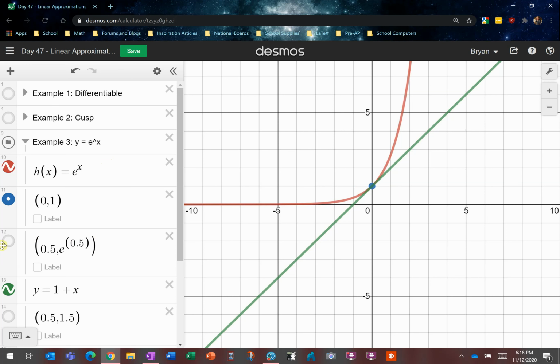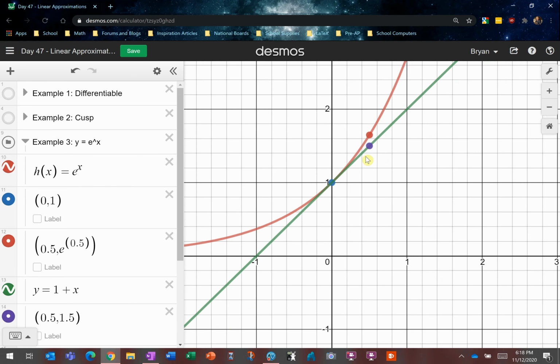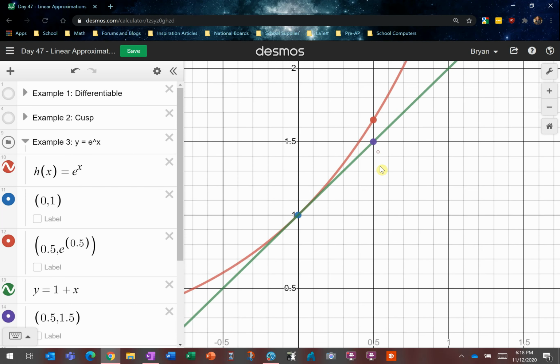I know it's smaller than 2.718, but I'm not sure how much smaller. So let's look at that point. That point is right there. Then let's look at the point on the tangent line that also has an x value of 0.5 right there. Are those 2 points pretty close to each other? Let's see. They look pretty darn close to me.